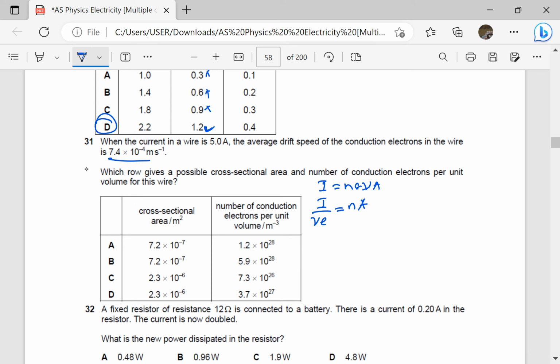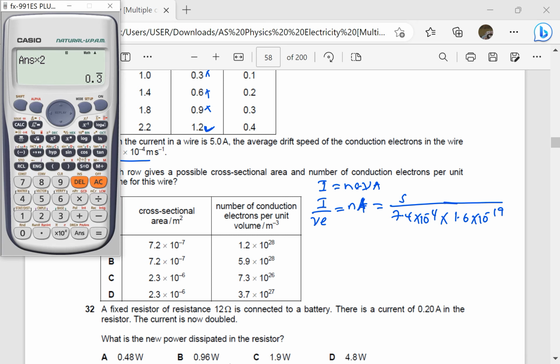Let me first find I over v times e because they have given us the drift speed. So this is going to be a constant, because the question is which row gives a possible cross-sectional area and number of conduction electrons per unit volume for this wire. I over v e is going to be a constant, so the product n times A should give us that constant. Let's first find that constant. I is 5, v is 7.4 times 10 power negative 4, and e is 1.6 times 10 power negative 19.